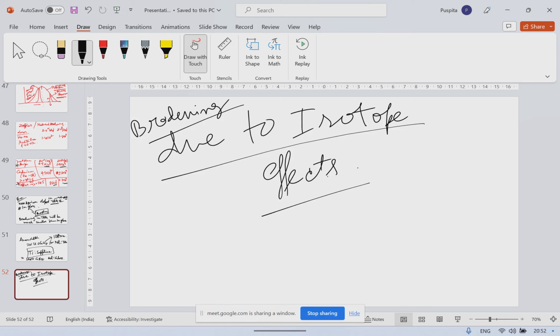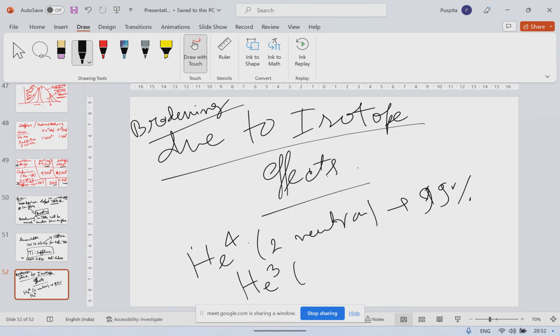Helium 4 is in abundance, it has 2 neutrons, it is 99%. Helium 3, 1 neutron, is almost less than 1%, 0.0013%. Same for neon. So this slightly different number of neutrons within the nuclei exhibits different energy levels.